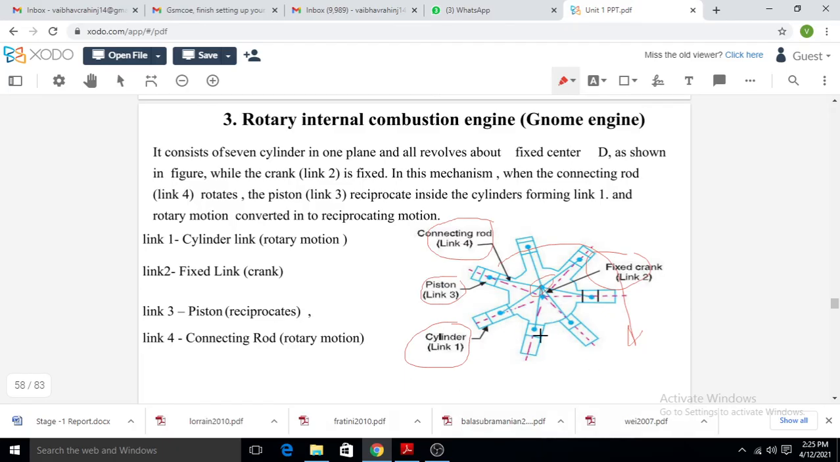This piston will reciprocate. There are 4 links: link 1 is called the cylinder, link 2 is the crank, link 3 is the piston, and link 4 is the connecting rod. Okay, so here link 2, the crank, is fixed. By making link 2, that is the crank, fixed, we obtain the mechanism, and this mechanism is called the rotary internal combustion engine or GNOME engine.